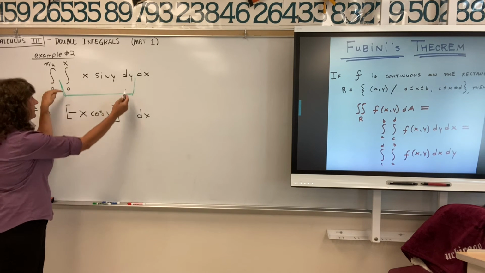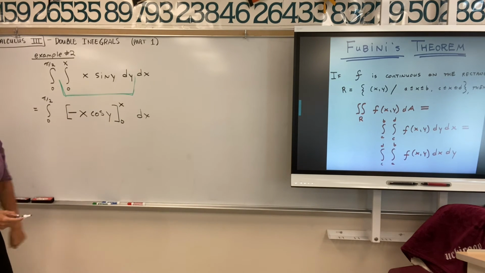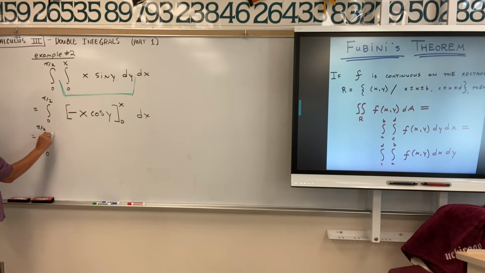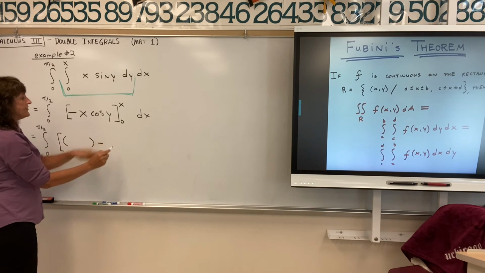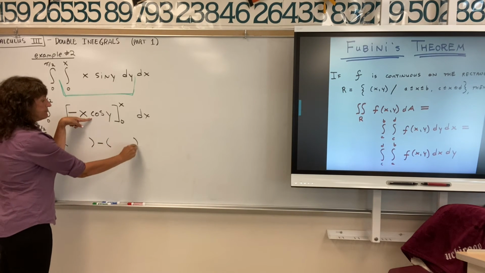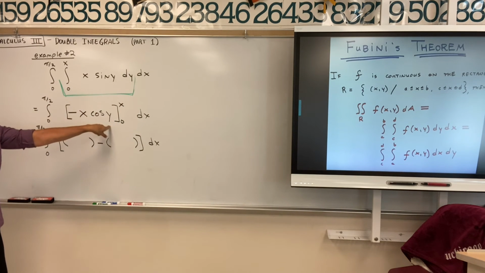We want to evaluate this from 0 to x. The inside bounds are 0 to x. Okay, so we're integrating from 0 to pi over 2 on the outside when we get there. All right, fundamental theorem. So we want to plug in the upper bound, minus, and then we're going to plug in the lower bound. We're going to apply the fundamental theorem of calculus here, okay? Plug in the upper bound for y.